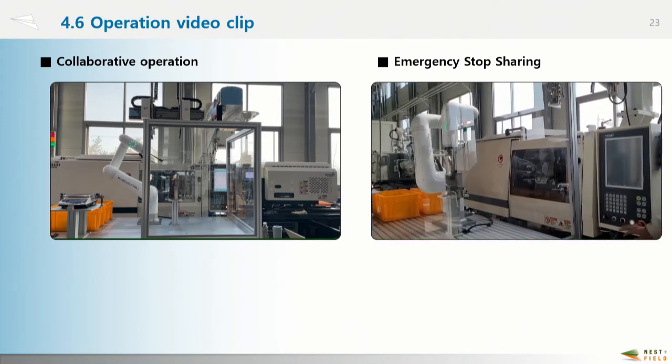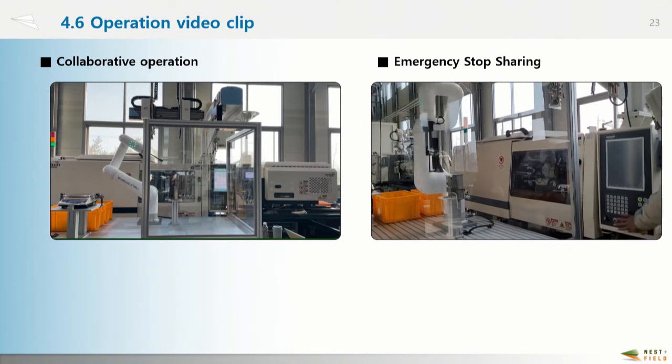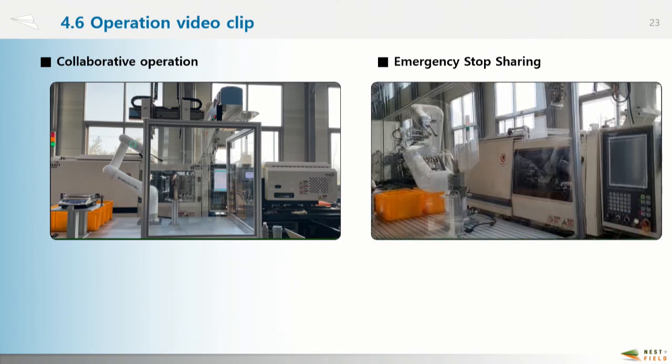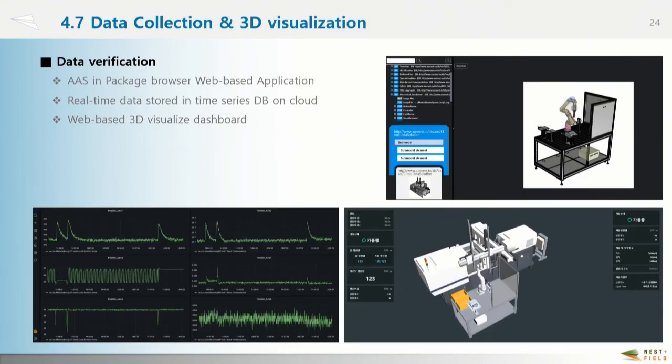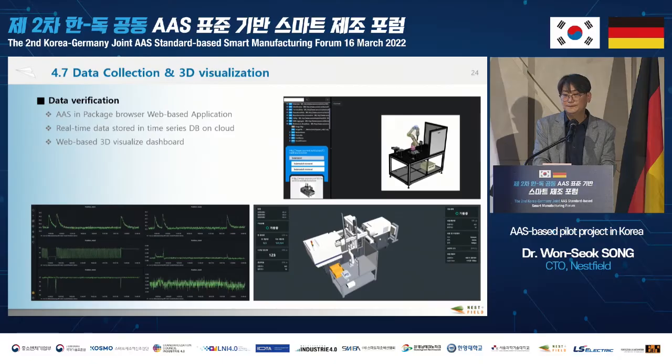Another video clip. In the case of an emergency, the emergency information is shared between the two. Now you can see when the injection machine is stopped, the robot is stopped. This kind of integration was made. And we were able to see the collected data on the cloud, and 3D visualization was also possible.